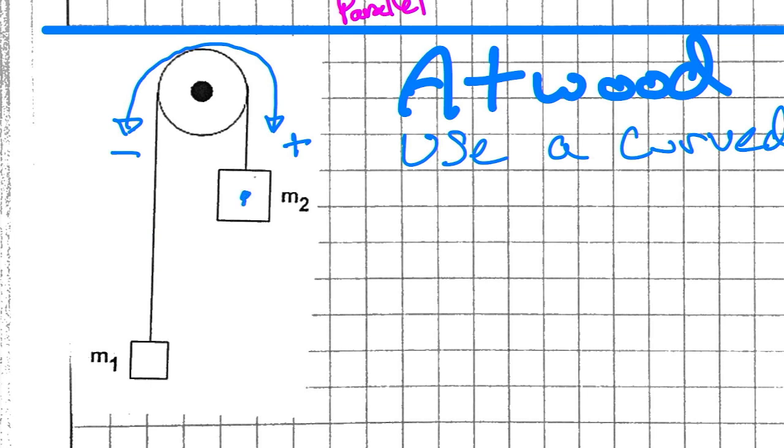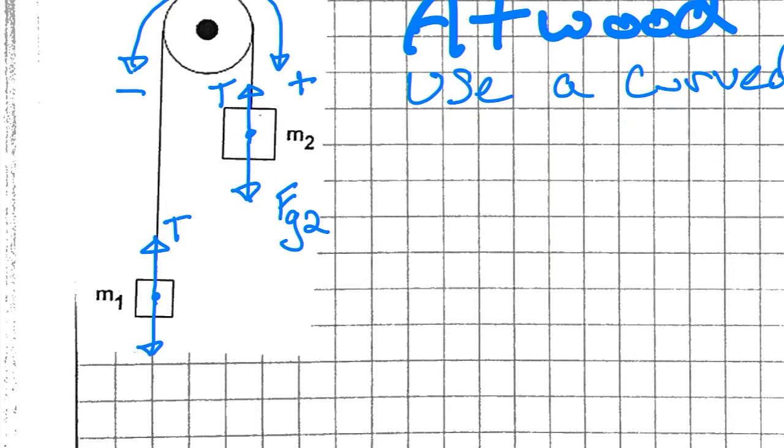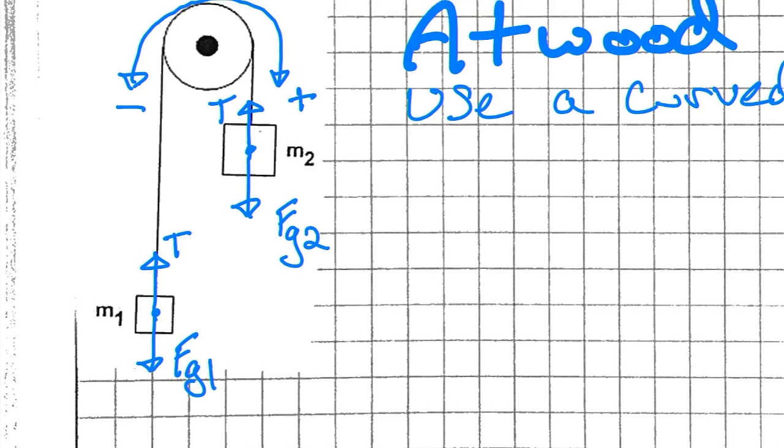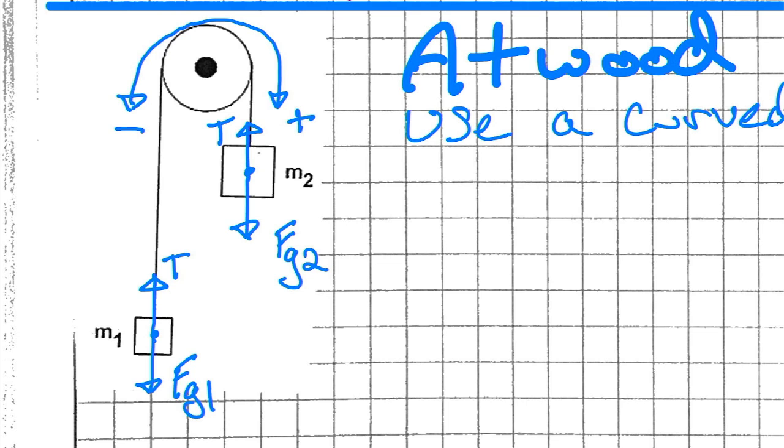A quick free body diagram here. We'd have the force of gravity on number 2. This would be tension. Here we'd have the same thing, tension, and we'd have the force of gravity on number 1. Notice that although gravity points down for both of these, on the right side, down is positive and tension would be negative. On the left side, tension is positive and gravity, according to our coordinate system, gravity going down is the one that's going to be negative.